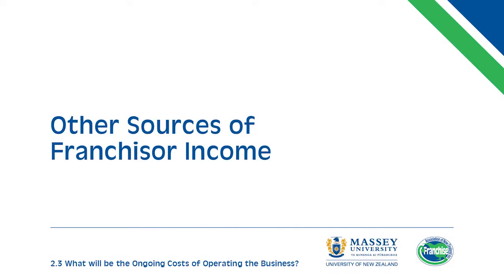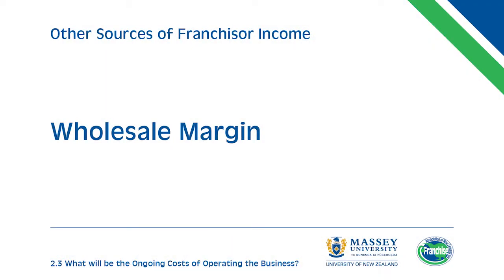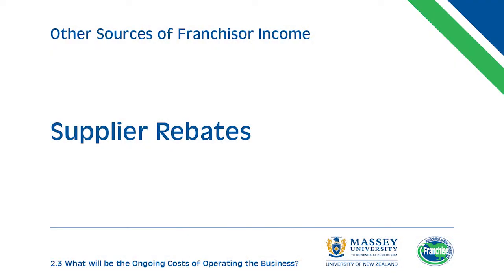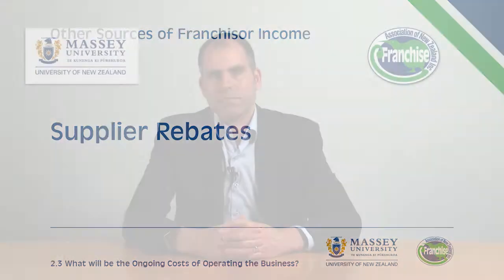Other sources of franchisor income. While the majority of established franchisors make most of their ongoing revenue from ongoing franchise royalties, you should be aware that franchisors may earn income from other areas as well. One such area is wholesale margin. Some franchisors are, or have related companies that are, manufacturers or distributors. Another common income source is supplier rebates, and some franchisors may earn rebates from external suppliers that are based upon the products or services purchased and directly paid for by franchisees. This may occur even if the franchisee is purchasing from an outside supplier.